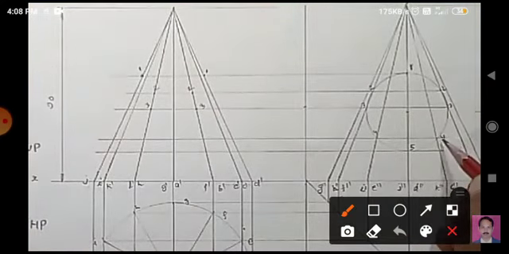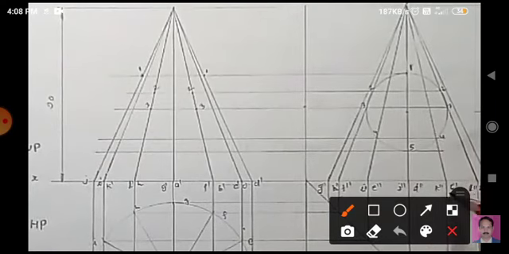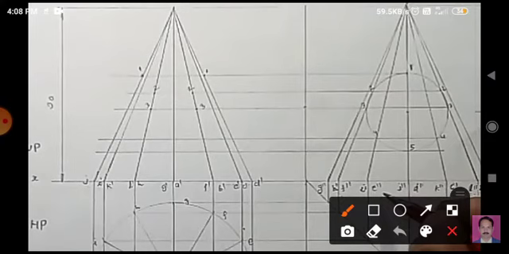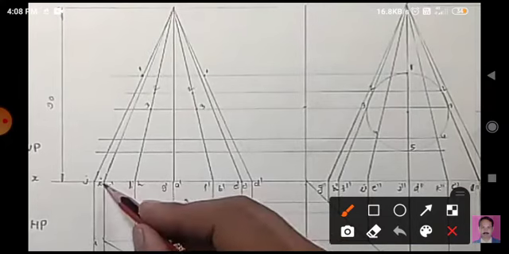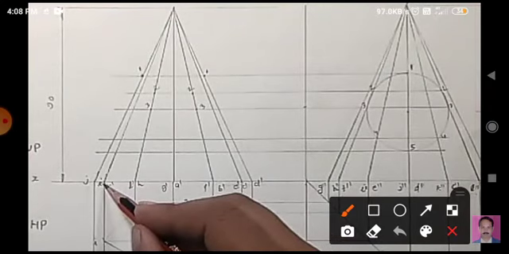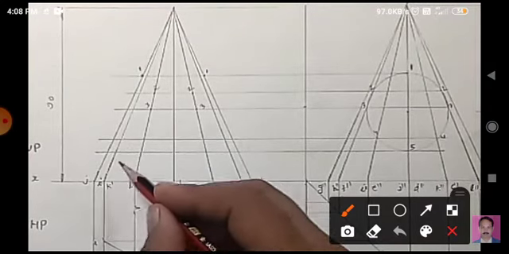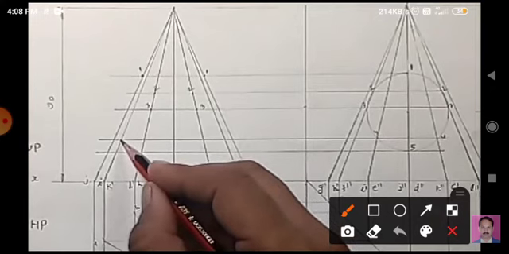On F dash, B dash and D dash, K dash, there will be points. Next point will be there. Okay, here you have to draw the point, next point. Okay, here it is.